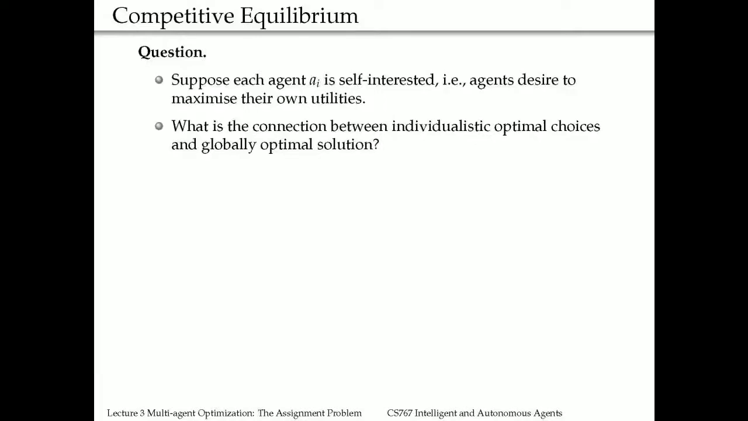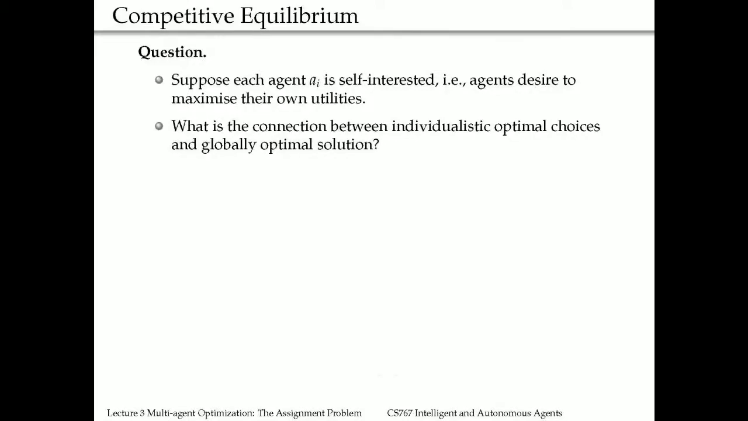And you can then naturally see that there's a disparity between the individual desire and the collective desire. So what's necessarily the best decision for an individual may not be the best decision for the whole group of agents. So what is the connection between these individualistic optimal choices and the global optimal solution? That's really the crucial question here.